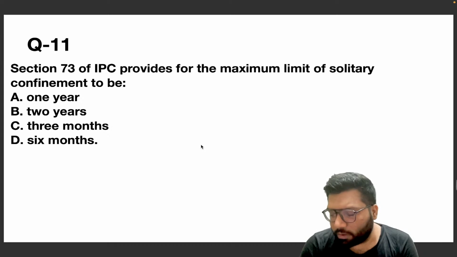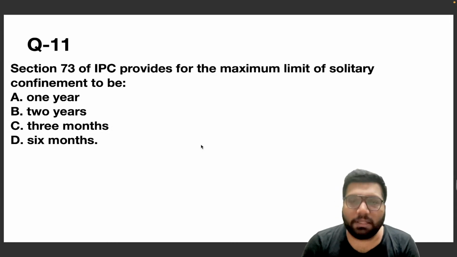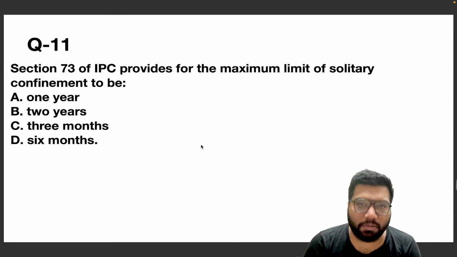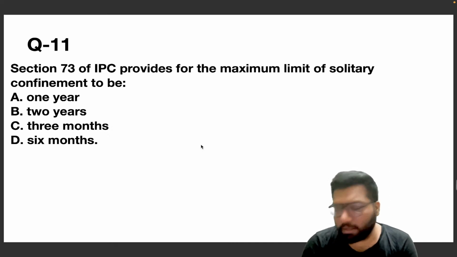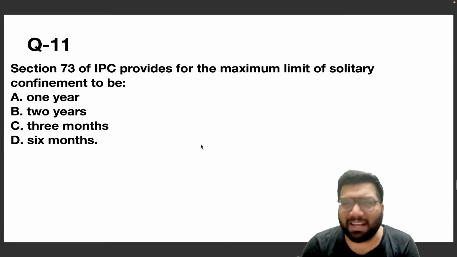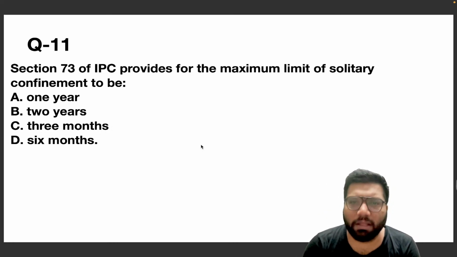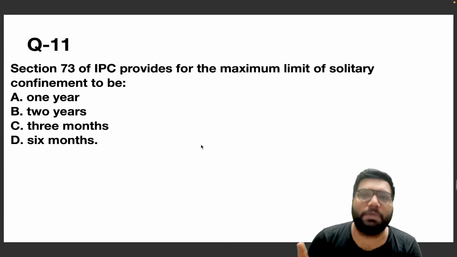Tariq Khan has answered till now. Ayush no, Suman no. Everyone is answering no, and that is the correct answer, students. There are no exceptions. The maximum limit is 3 months. Please do remember that. There can be certain exceptions in some special laws, but not in the IPC.